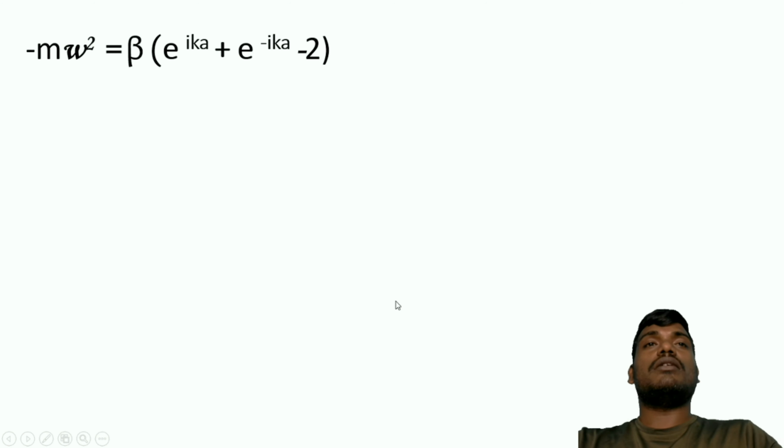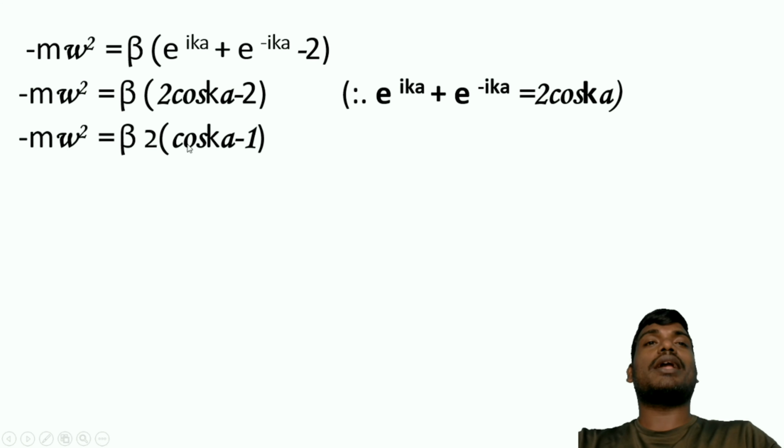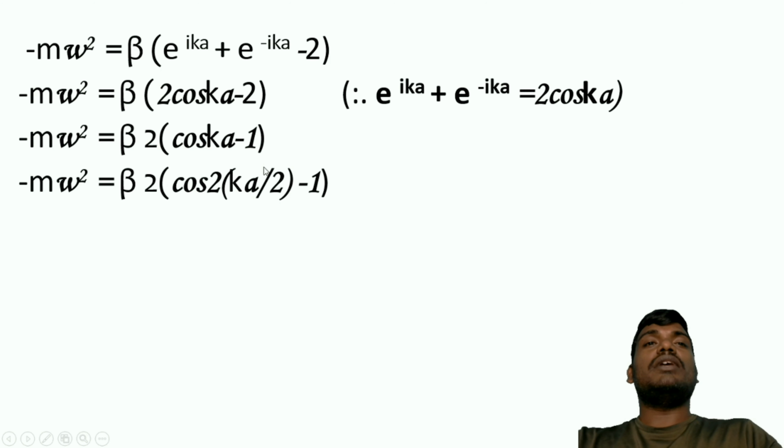Then simplify the equation. We put the value e to the power of ika plus e to the power of minus ika equal to 2 cos ka. Then substitute the value: minus m omega square is equal to beta into (2 cos ka minus 2). Next step, take 2 common: minus m omega square is equal to 2 beta (cos ka minus 1). Next, we simplify this equation into a 2 cos 2 theta form. Then we rearrange the values.